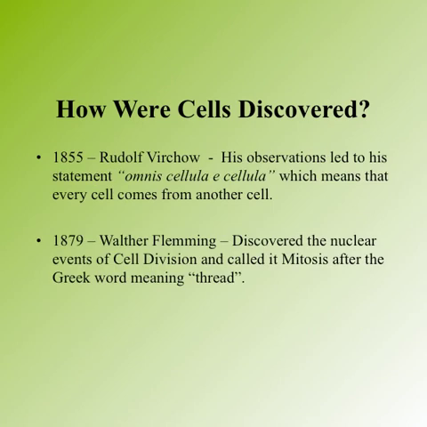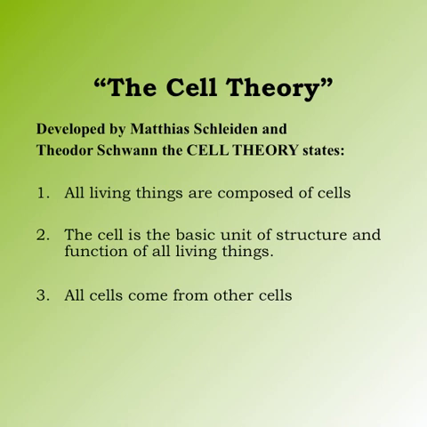1855, Virchow made his observational statement that every cell comes from another cell. This all is getting close to the cell theory here. And Fleming in 79 discovered the nuclear events of cell division, called it mitosis, after a Greek word meaning threads. A lot happened in the 1800s, precipitated by vast improvements in microscopes. That brings us to the cell theory developed by Schleiden and Schwann.